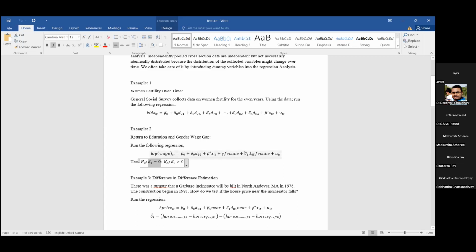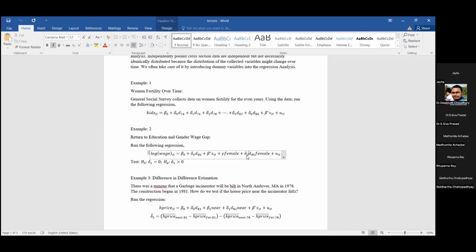How do I test that? If my delta 1 is positively significant, then I will simply say the average wage of the female in 1985 has increased compared to 1972. Again, over here I have only introduced a dummy variable that changes the intercept. My objective is to check whether the female wage has changed over time in the US or not. So I introduce an interactive dummy, and the coefficient of this interactive dummy will give me this result, whether the female wage has changed over time or not.